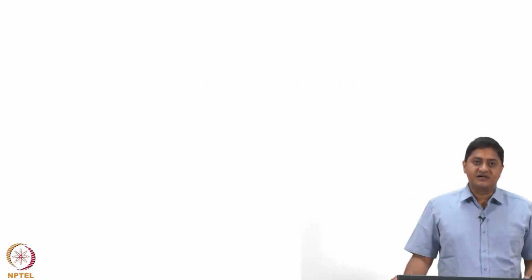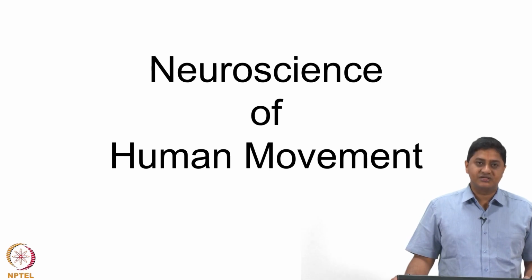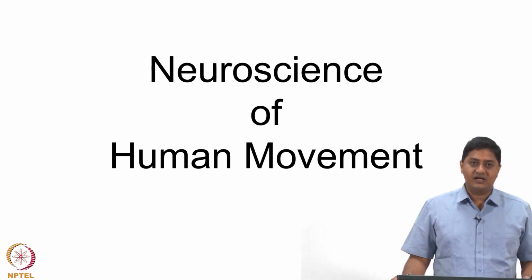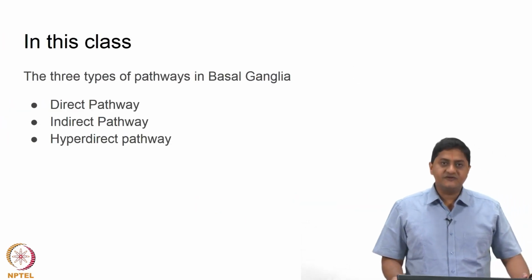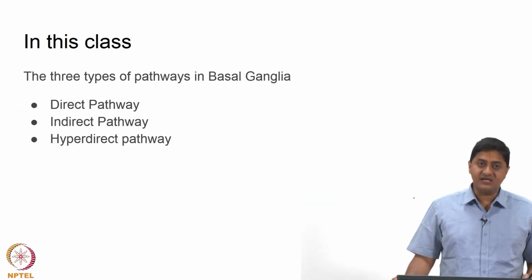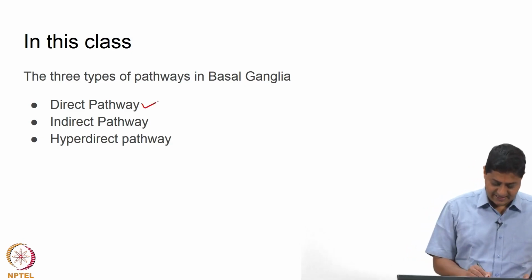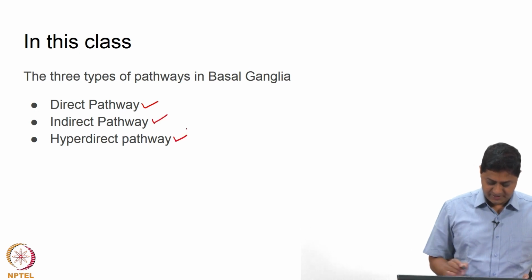Welcome to this class on Neuroscience of Human Movement. In this class, we will be talking about pathways within the basal ganglia. Essentially, there are three pathways in the basal ganglia. In this class, we will be seeing the direct pathway, the indirect pathway, and the hyperdirect pathway.